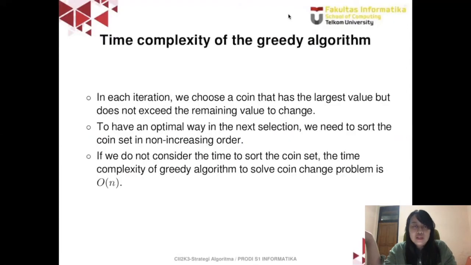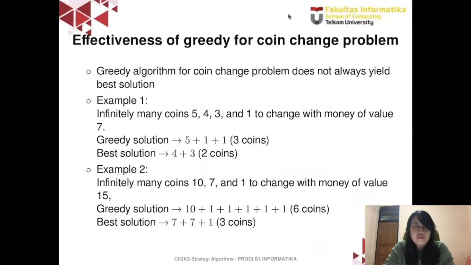So in each iteration, we always choose a coin that has the largest value but doesn't exceed the remaining value to change. To make the selection process work, we need to sort the coin set in non-increasing order. If we do not consider the time to sort the coin set, then the time complexity of the greedy algorithm to solve the coin change problem is big O n. However, the effectiveness of greedy for coin change problems is not really good. The greedy algorithm for coin change problem doesn't always yield the best solution.